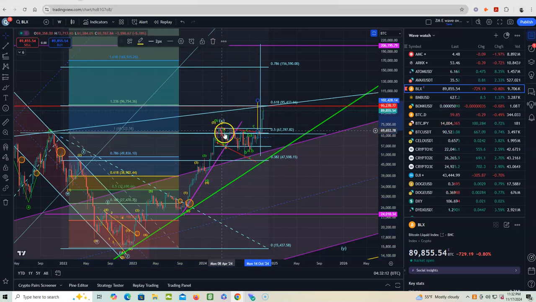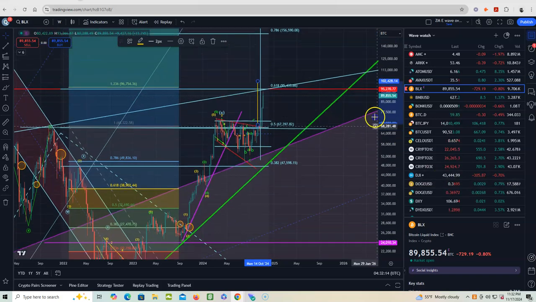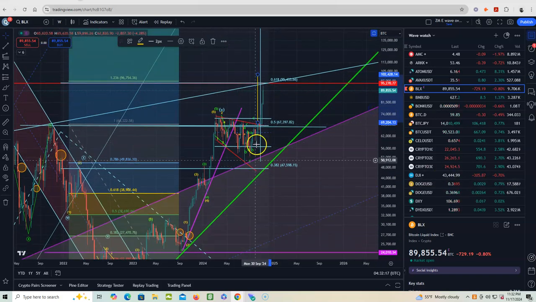And as you can see, this is, as I said before, a descending broadening wedge. We had the breakout, and then there's the target.